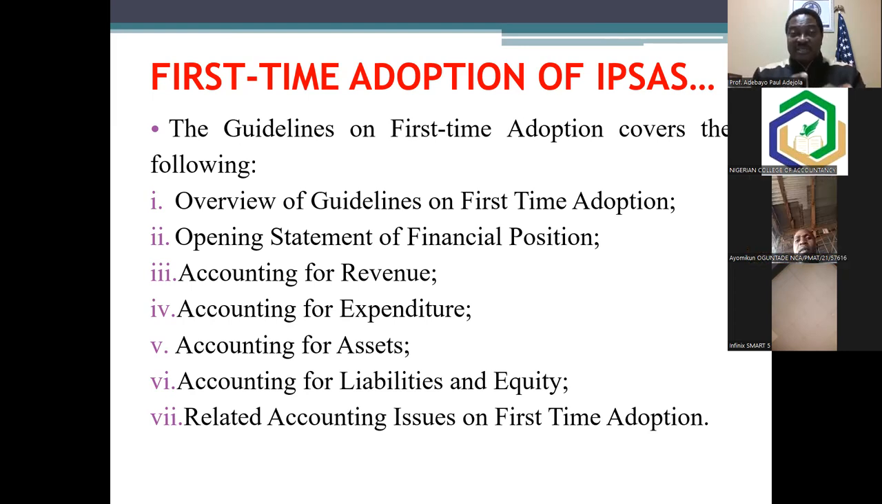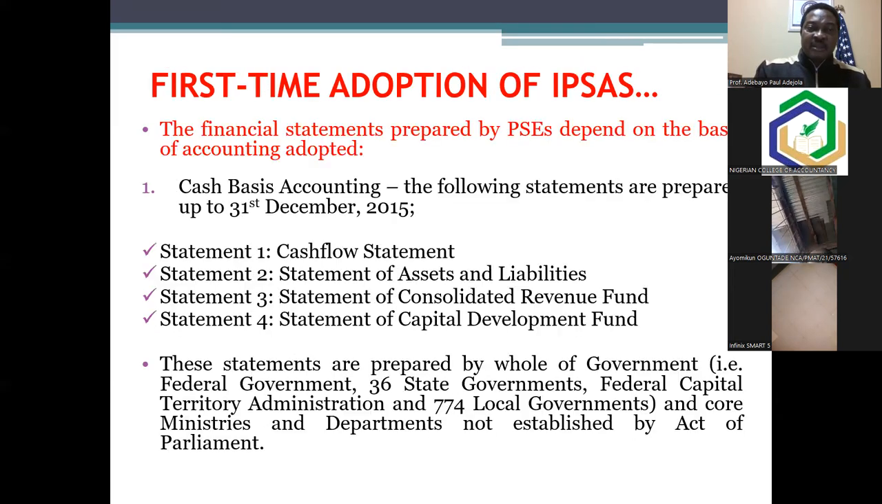So it's another way to say, when you are adopting IPSAS for the very first time, the guidelines that will guide you on how to go about it must also make provision for assets, liabilities, and equity. That is the statement of financial position. Then when you look at revenue and expenditure in accounting, when you talk of revenue, you match it against expenditure. What do we have? Net income. That is the statement of financial performance. First-time adoption of IPSAS.